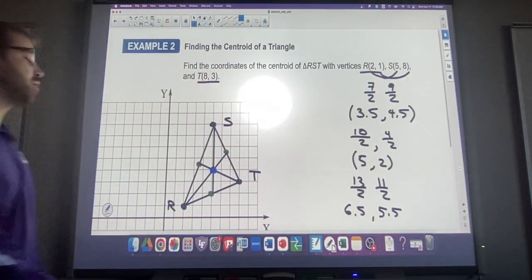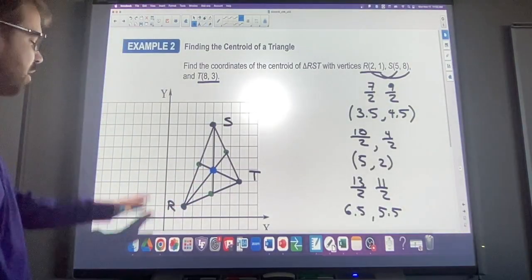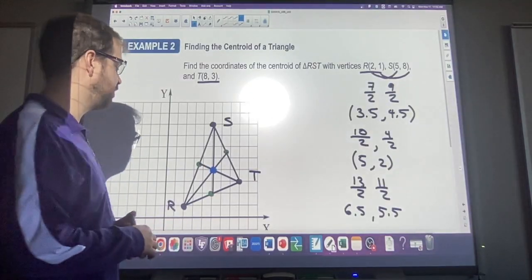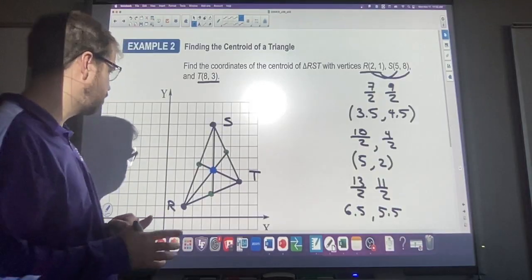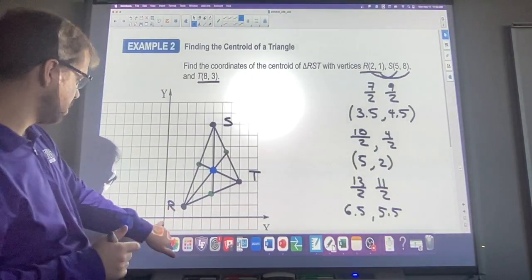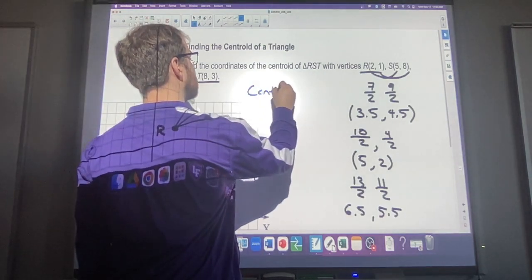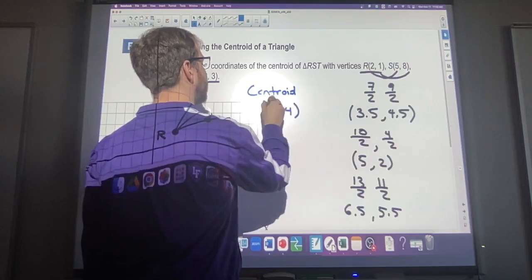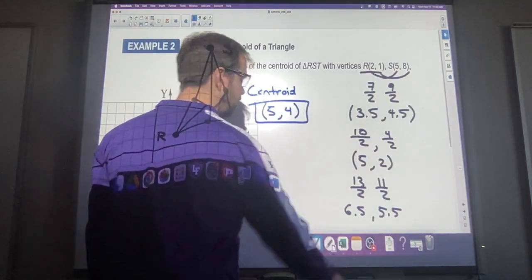Center. Now, yours might be off a little bit. Mine was off of the point they're going for just a tiny bit. But you can kind of see what they're going for. If I did it perfectly, they should cross at this point here, which is, let's look, 5, 4. So my centroid is 5, 4.